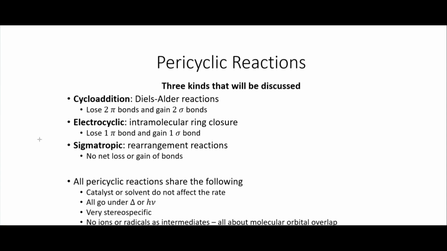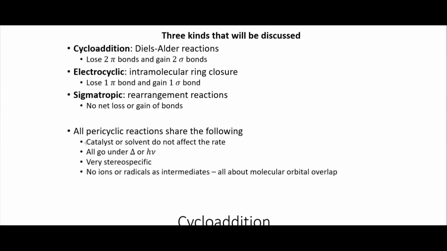Something that all of these pericyclic reactions have in common is that the catalyst or solvents do not affect the rate. They all go under either heat or light conditions. They are very stereospecific, which we'll talk a bit more about in the next video, and there are no ions or radicals as intermediates. So this is just all about the molecular orbital overlap.